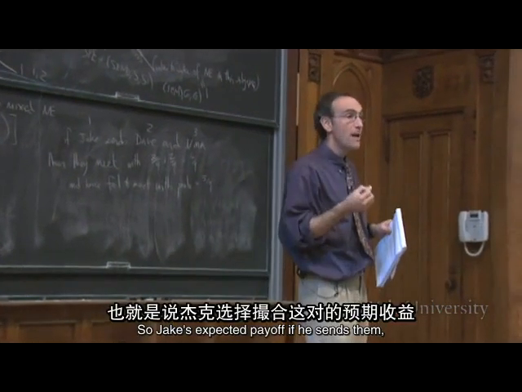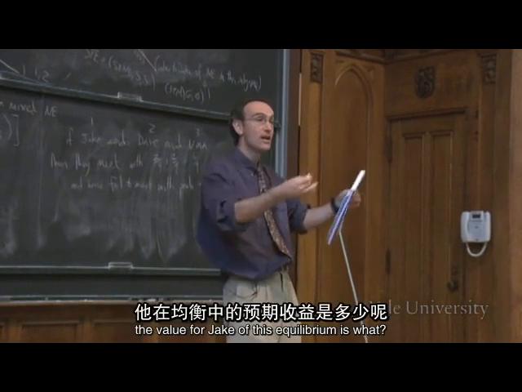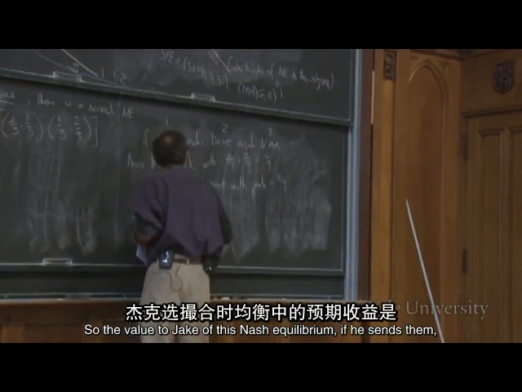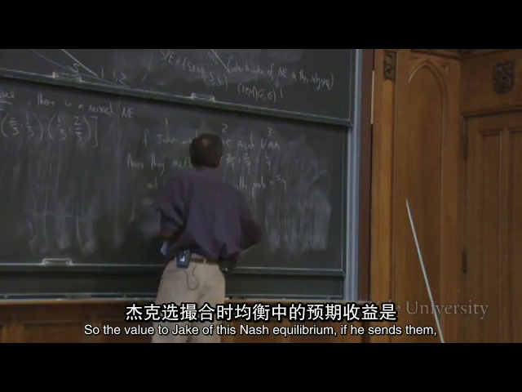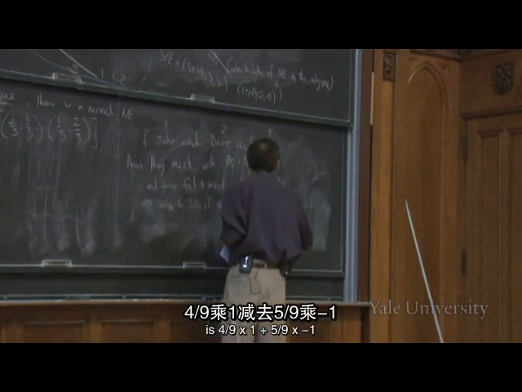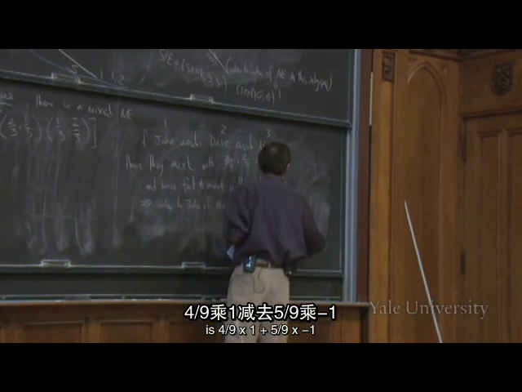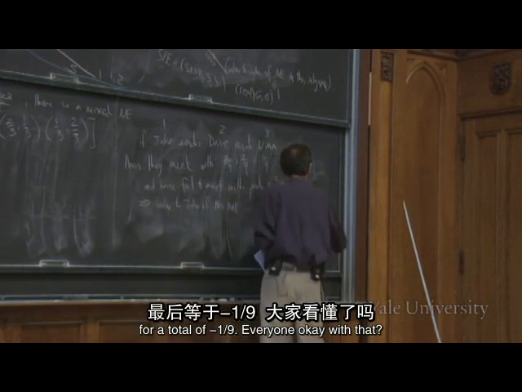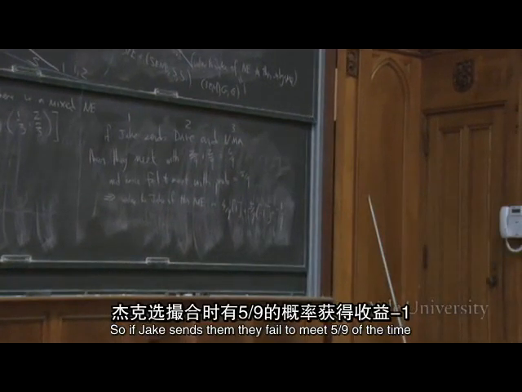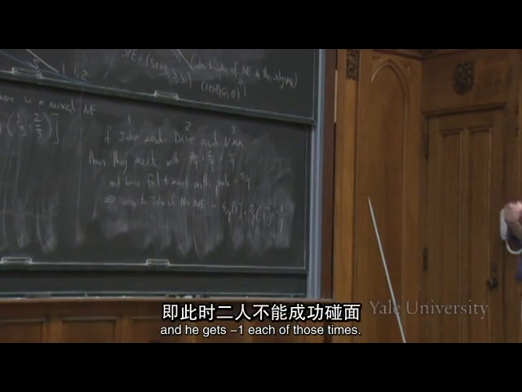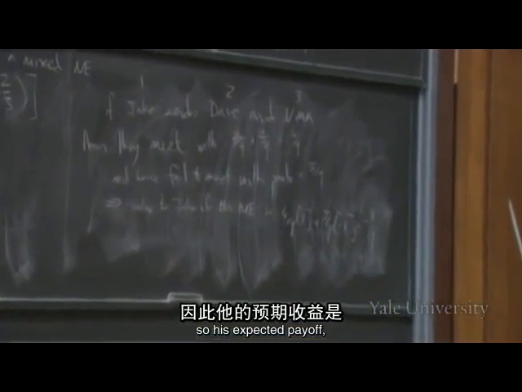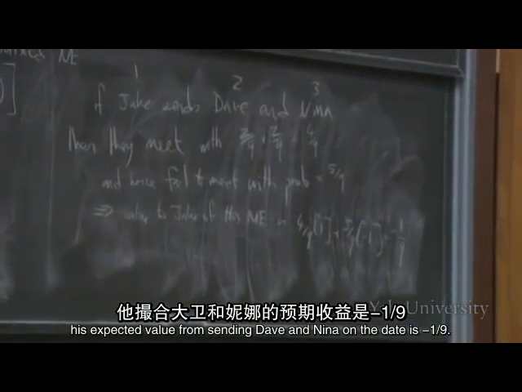All right, so Jake's expected payoff, if he sends them, the value for Jake of this equilibrium is what? So the value to Jake of this Nash equilibrium, if he sends them, is 4/9 times 1 plus 5/9 times minus 1 for a total of minus 1/9. Everyone okay with that? Right, so if Jake sends them, they fail to meet 5/9 of the time, and he gets minus 1 each of those times. They succeed in meeting 4/9 of the time, he gets plus 1 each of those times. So his expected value from sending Dave and Nina on the date is minus 1/9.